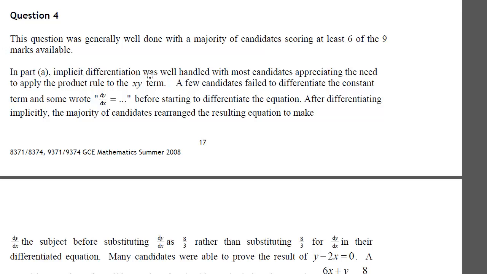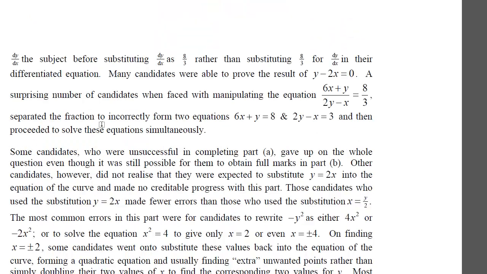In part A, implicit differentiation was well handled, with most candidates appreciating the need to apply the product rule. A few candidates failed to differentiate the constant. When you differentiate a constant, that's 0. You have to remember this. That's a common mistake. Some candidates who were unsuccessful in completing part A gave up on the whole question, even though it was still possible for them to continue. This is a very important point.